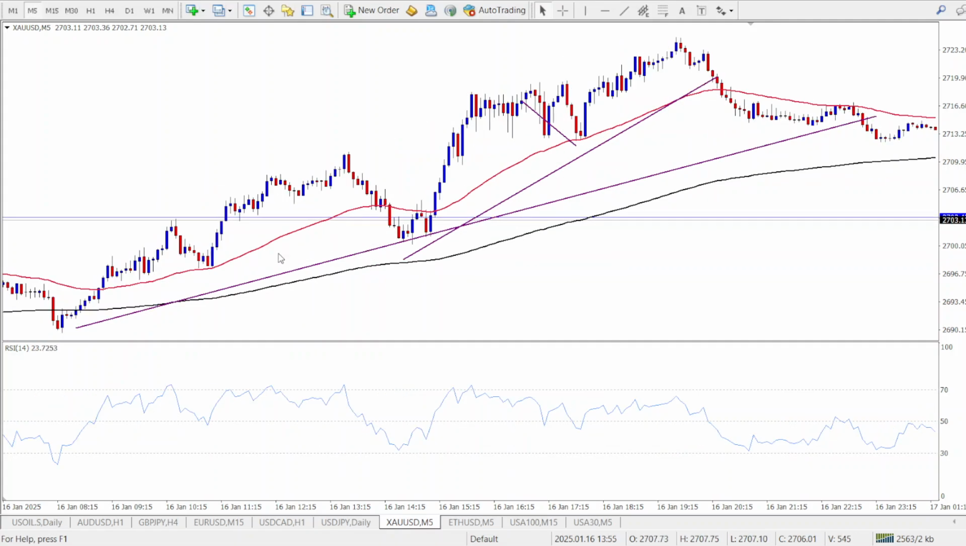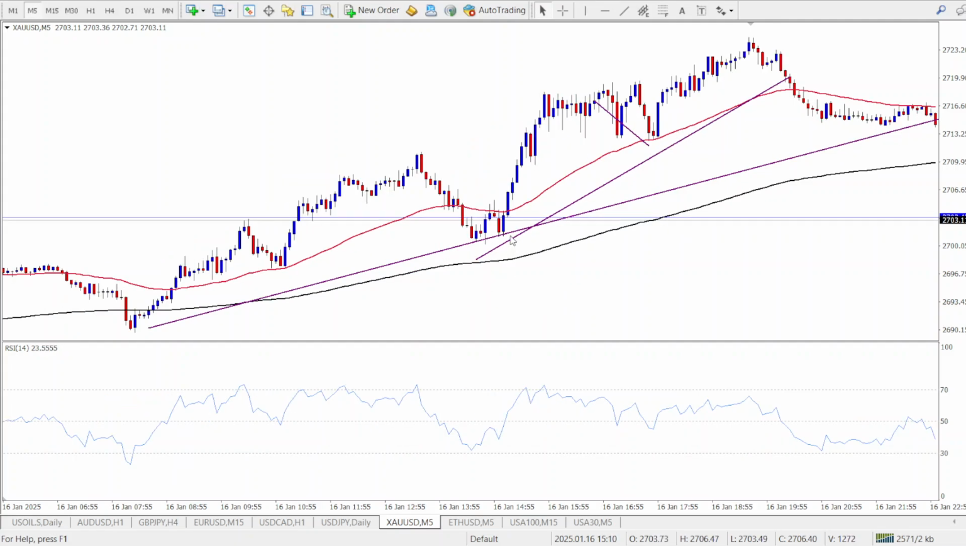For example, in an uptrend like this, if you see a bullish engulfing, remember, a bullish engulfing is one in which the buy candle covers the entire body of the previous sell candle.